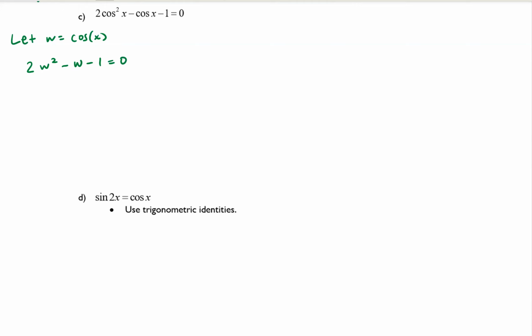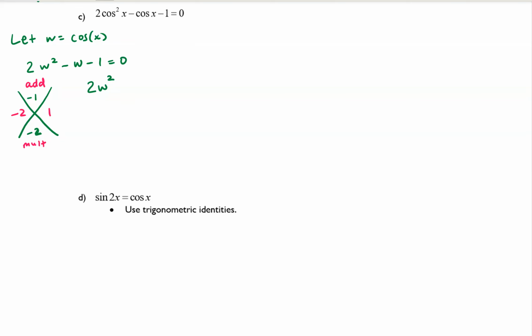Now, here is an example where our leading coefficient is not 1. So in that case, we have to use the x method and then factoring by grouping. So in the top of my x, I put the b value, which is -1. And then on the bottom of my x, I put a times c, which is 2 times -1, and that's -2. So I am searching for two numbers that add to -1 and multiply to -2. And the numbers that do that for us are -2 and +1.